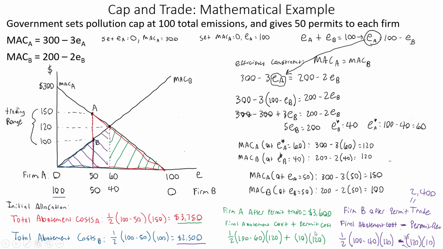And again, you should see that the total cost for each firm is lower. That's why they would engage in that trade, or why they'd engage in buying and selling permits. Right? So if you can do that, you should be okay or good to go for the exam.